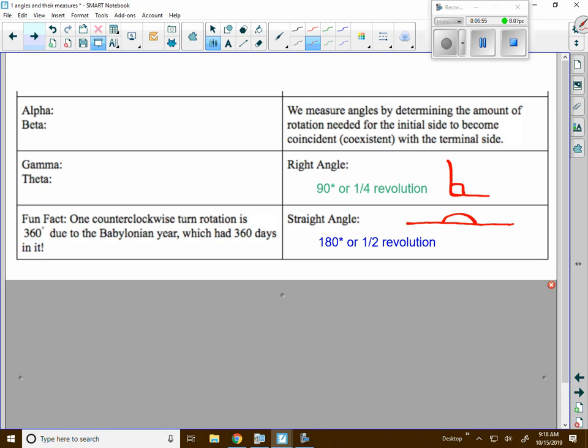If you write this down or not, the reason that a circle is 360 degrees is because a counterclockwise turn rotation of 360 degrees is due to the Babylonian year, which is 360 days. So that's history for it.